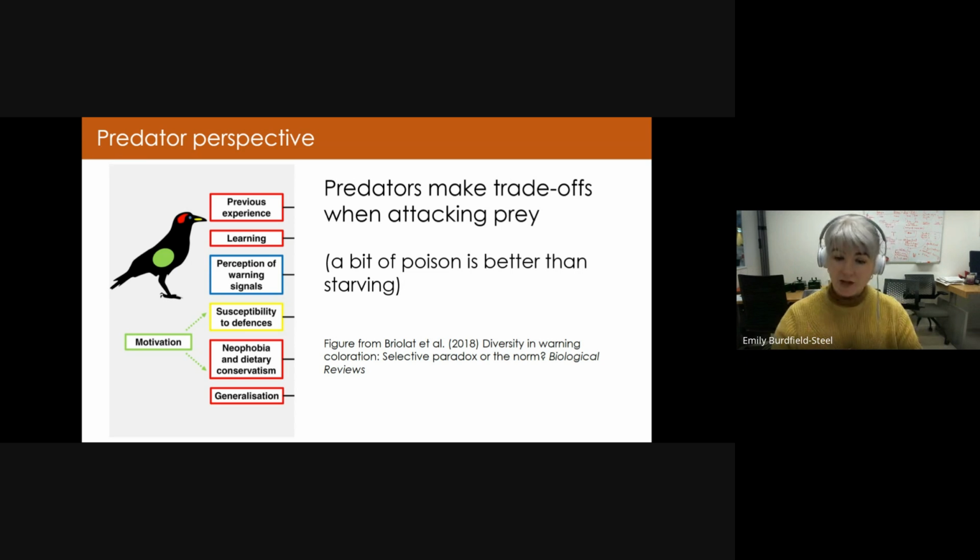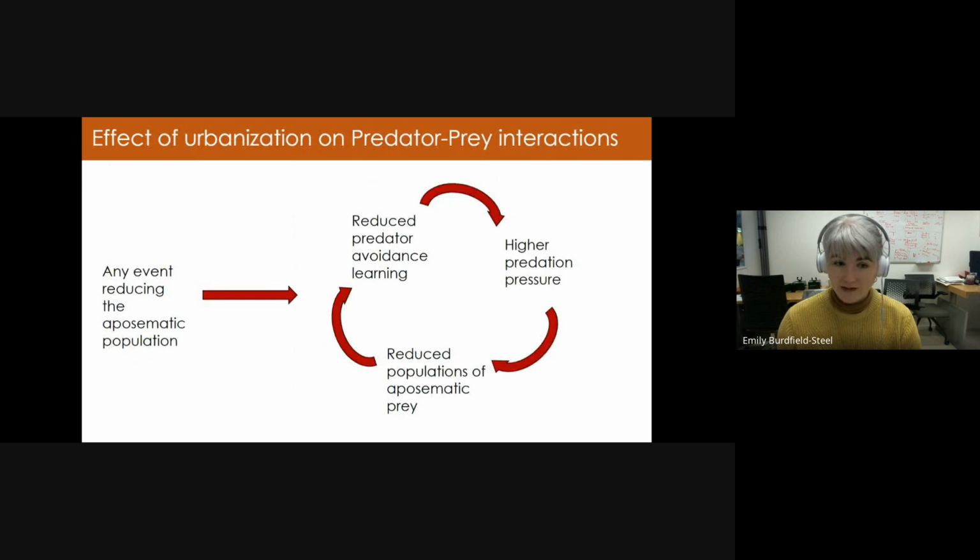And their body condition will also affect how they make these decisions. All of which are things that could be affected by urbanization, when birds often suffer from a lack of food. So all of this together means if there's any event of any kind reducing the aposematic population in an area, this could then lead to reduced predator avoidance learning, leading to higher predation pressure, further reducing the population, further reducing the avoidance learning, and so they can end up in this kind of death spiral.